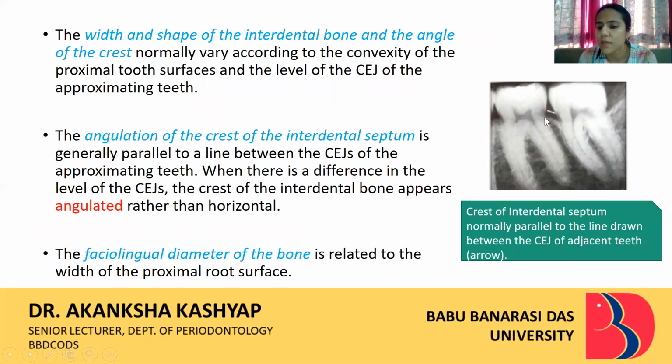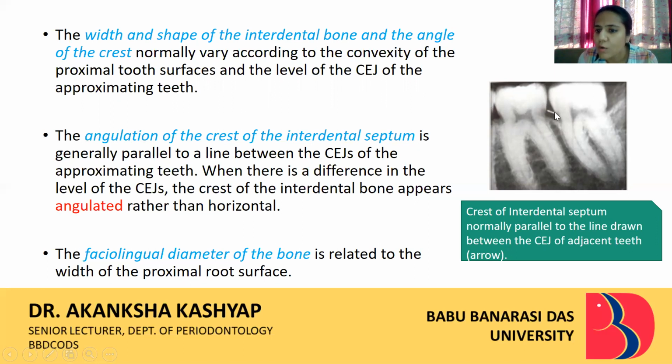Now, the topmost portion of the interdental bone is known as the crest of the interdental bone. Talking about the width of the interdental bone, it depends upon the convexity of the approximating roots and the angle. This is the angle of the crest of the interdental bone. It is parallel to a line which connects the CEJ of the approximating teeth. Can you appreciate this junction? This is the enamel, this is the cementum, and this is the CEJ, the cemento-enamel junction. The angle of the interdental bone is usually parallel to a line connecting the CEJ.